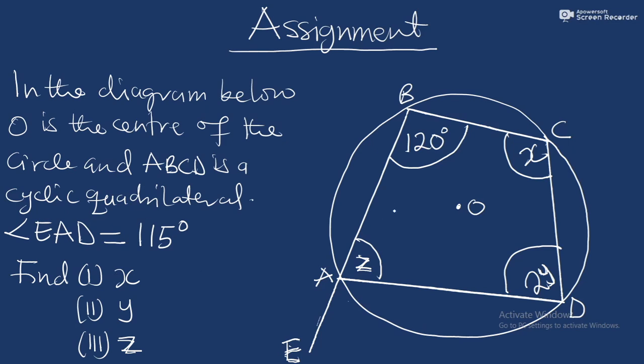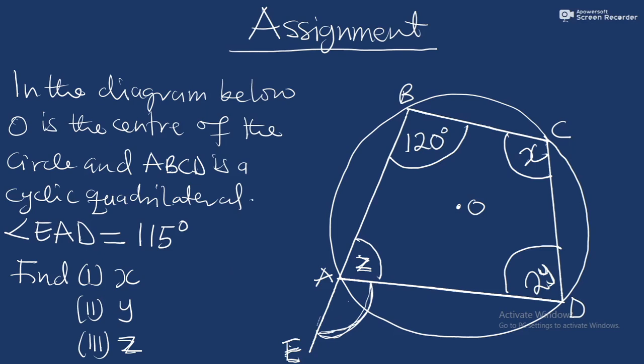Now looking at our diagram, it's a cyclic quadrilateral where there's an extension of the chord AB. So this chord AB has been extended, and between this extension and the already existing chord, there's an angle. This angle was given in the question, that is angle EAD. The question gave that angle to be 115 degrees. So this exterior angle here is 115 degrees.